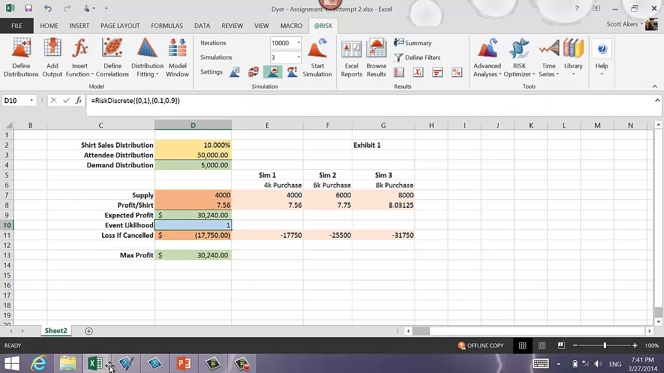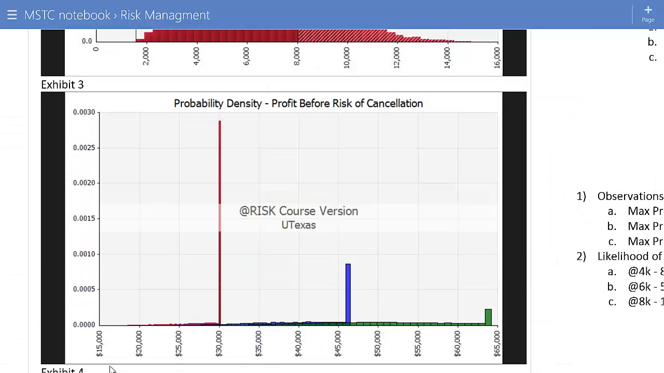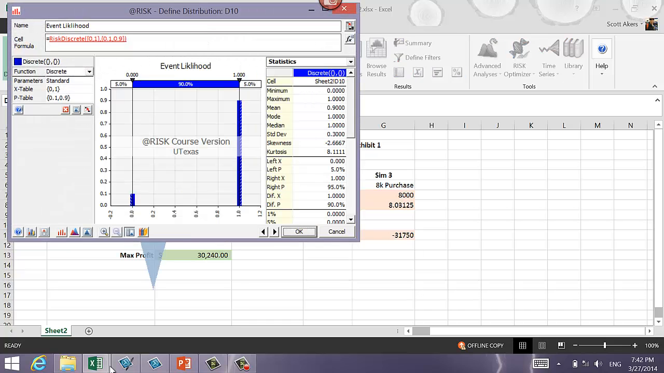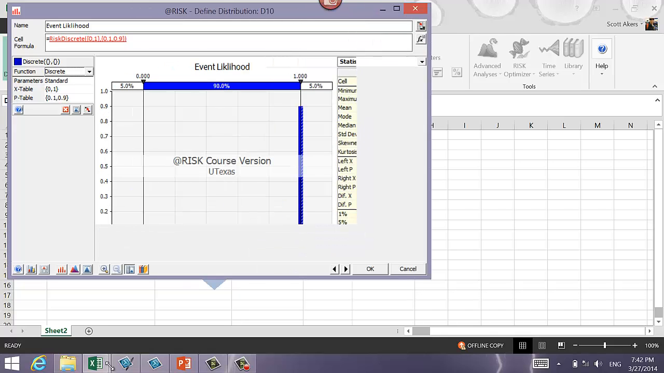Now we get to the event likelihood, which changes this graph a little bit. But keep in mind what this does look like, where you have this spike, and then a spike, and then a spike. Now, this is a discrete probability. This is what a discrete probability looks like.